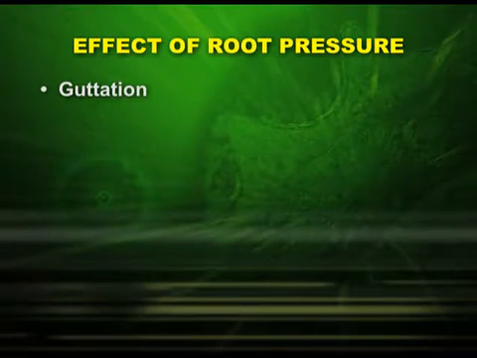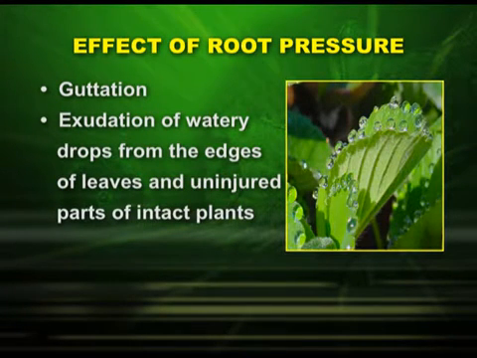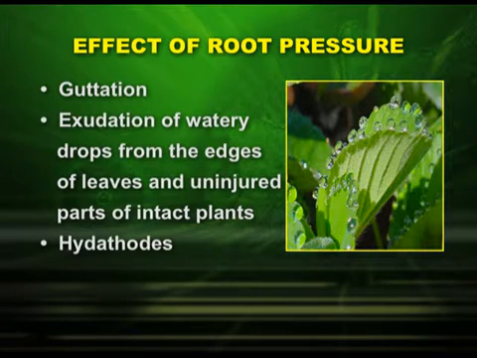Now have you ever seen a nasturtium leaf? Early in the morning, you can see some drops of water. What is that process called? Yes, the process is called guttation. So we define guttation as the exudation of watery drops from the edges of leaves and uninjured parts. Now these leaves also contain some pores, but they are definitely different from stomata. What are they called? They are called hydathodes.